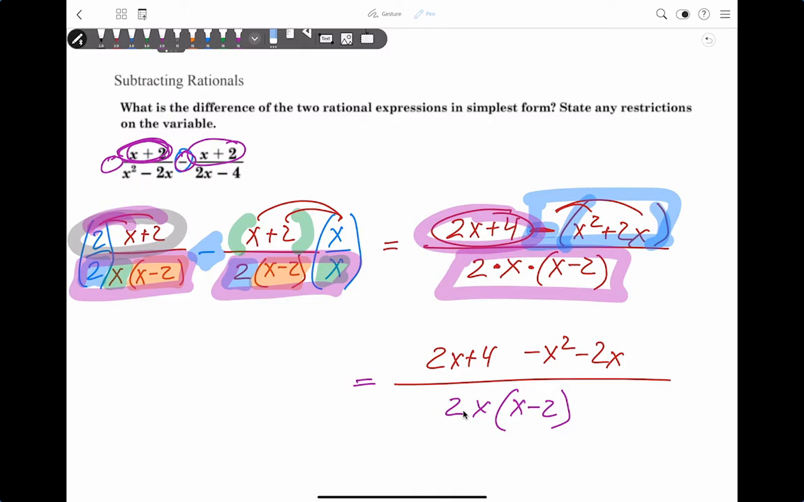Simplify, combine like terms, reduce. It's like a pattern over and over and over again. Okay? So let's simplify the top. Combine like terms and reduce.